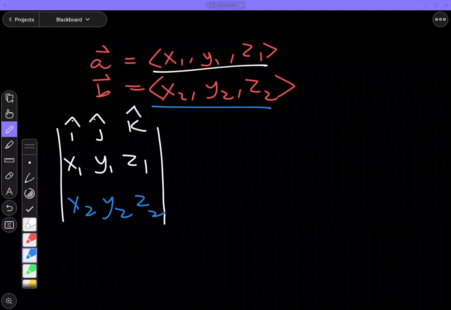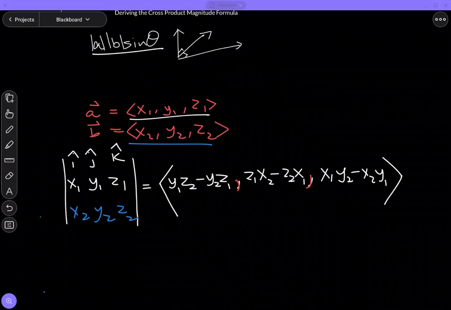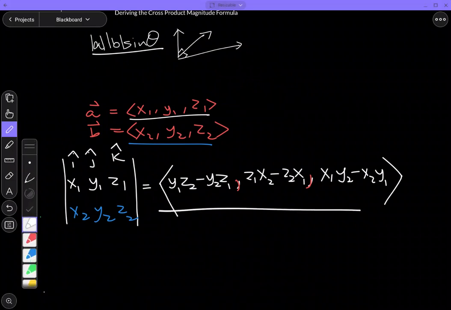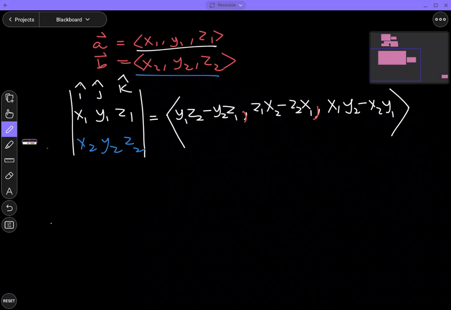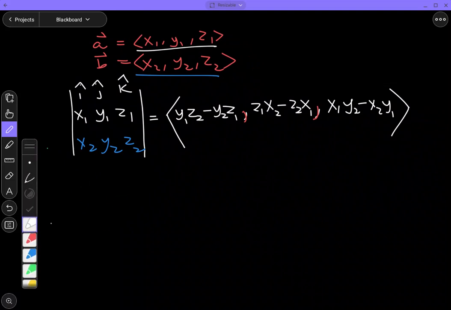And to save some time here, I'm just going to compute it and put the answer on screen. So this would be your cross product, and remember the cross product of two vectors always gives you another vector. So that's your cross product, equals vector A cross vector B.